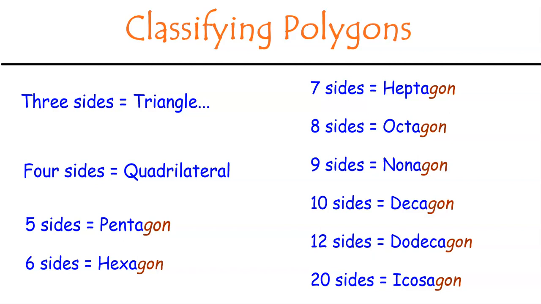So if you already know that triangles, quadrilaterals, pentagons, hexagons, and octagons are what they are, but you need to copy down heptagon, nonagon, decagon, dodecagon, and icosagon, that's what you're going to do. So again, pause the video, copy down any classifications you are unfamiliar with, and come back when you're ready to look at some more definitions around polygons.